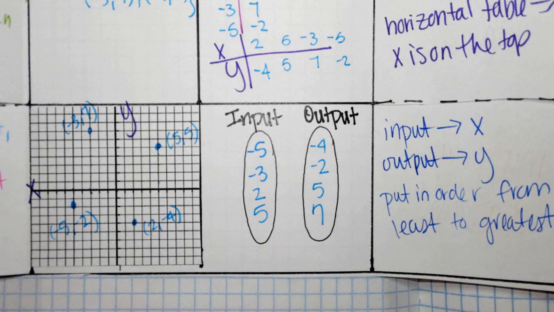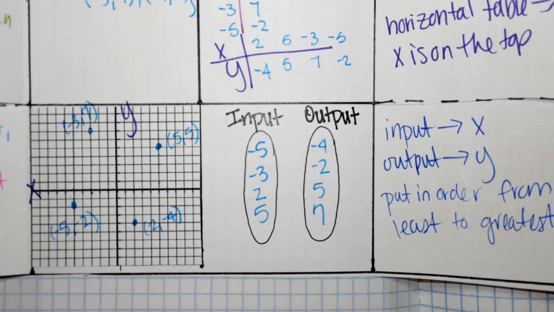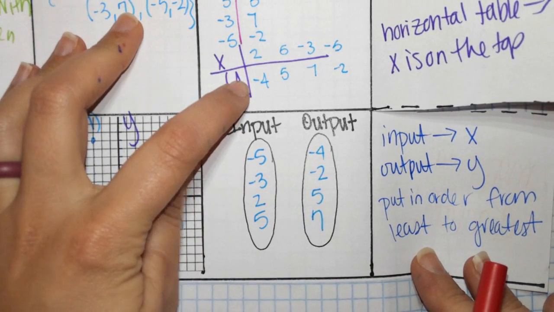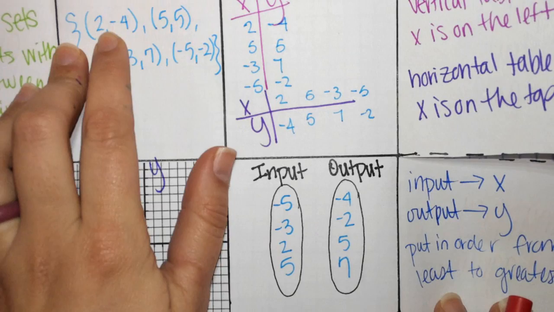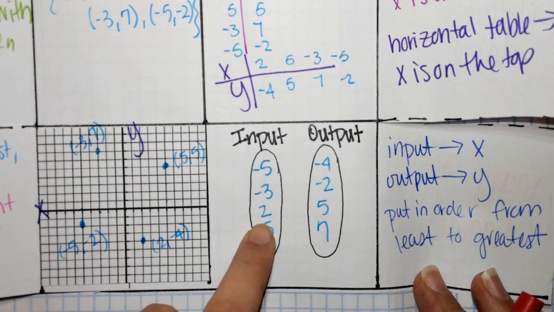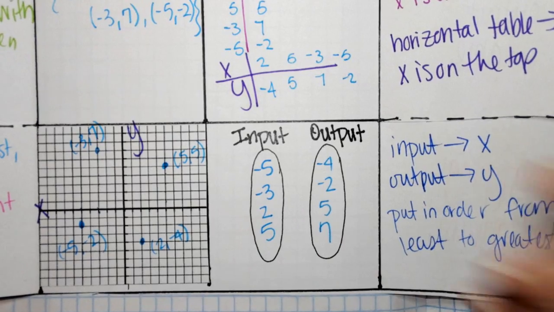So that's not all you do. From there, you have to match them up with arrows. So you look back at your coordinates. You look up here. 2 matches with negative 4, correct? That's our ordered pair. 2 goes with negative 4. So what we're going to do is draw an arrow from 2 to negative 4.